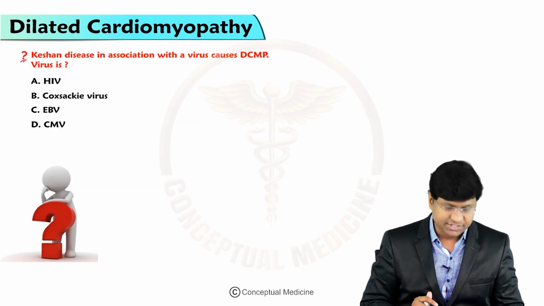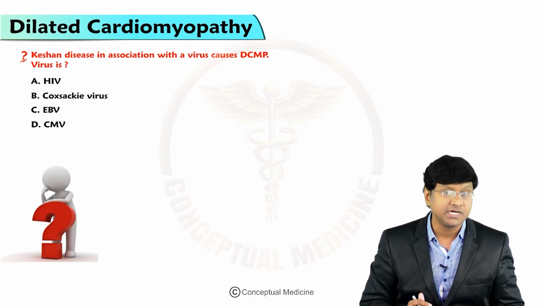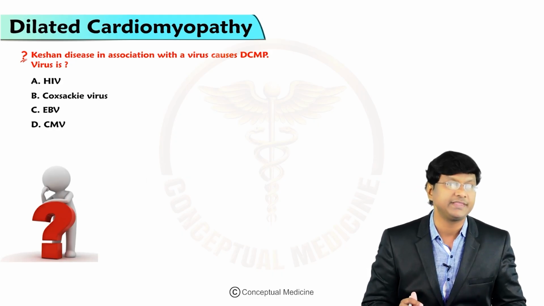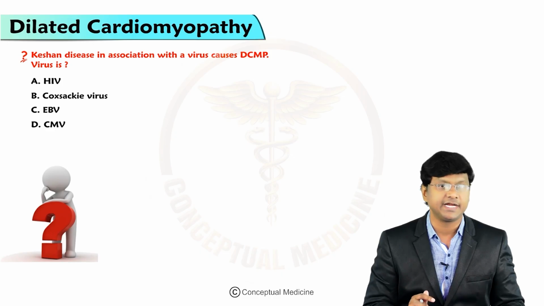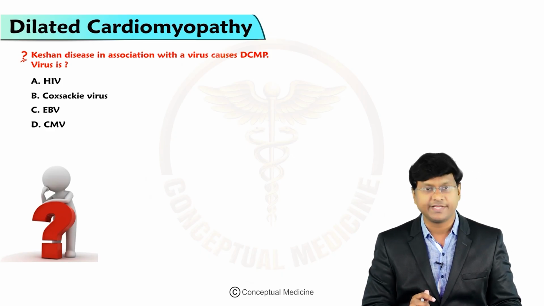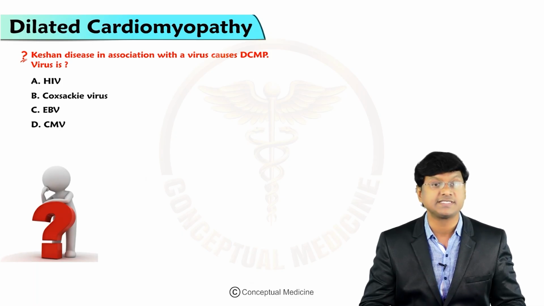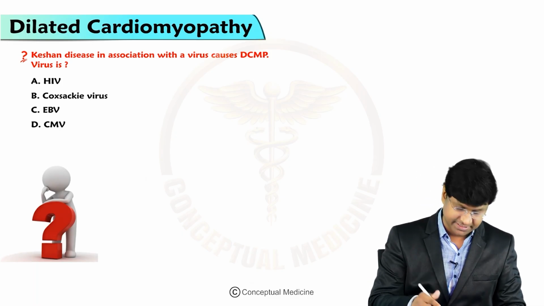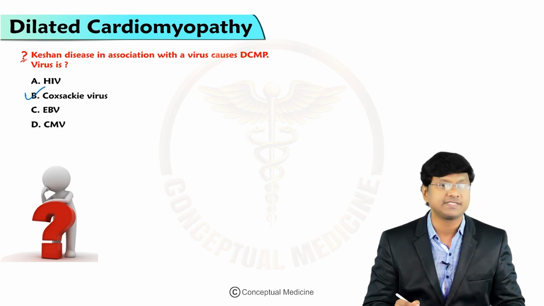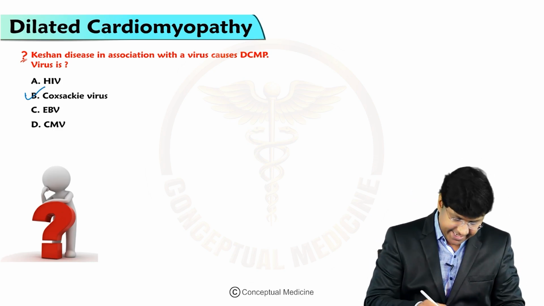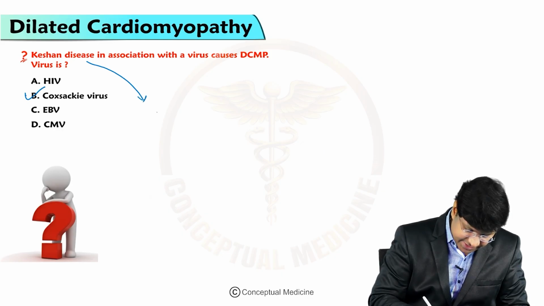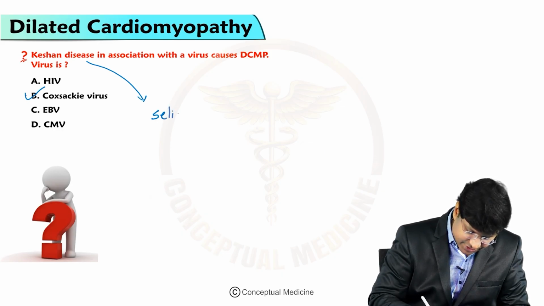Then you see the next question here. Keshan disease is associated with a virus causing dilated cardiomyopathy. And what is that particular virus? HIV, Coxsackie virus, Epstein-Barr virus, cytomegalovirus. So please remember, the answer is the Coxsackie virus. Okay. And what is this particular Keshan disease? That is selenium deficiency.